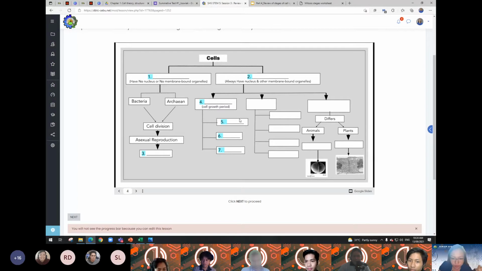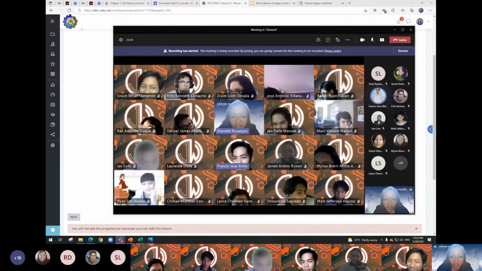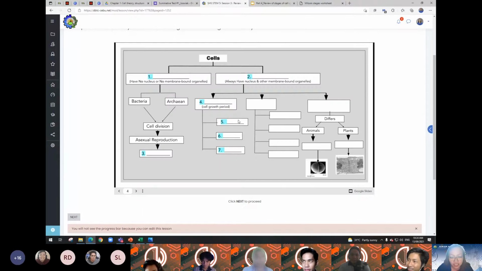What occurs in G1, ma'am, is a duplication of organelles and continued growth and development. Okay, good. Number 6: what comes after G1? Synthesis, S. Duplication of DNA, ma'am. Yes. And then G2, another phase of preparation for mitosis. Okay, good. Clear?